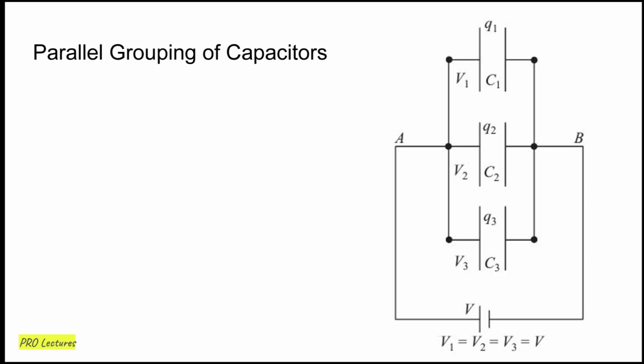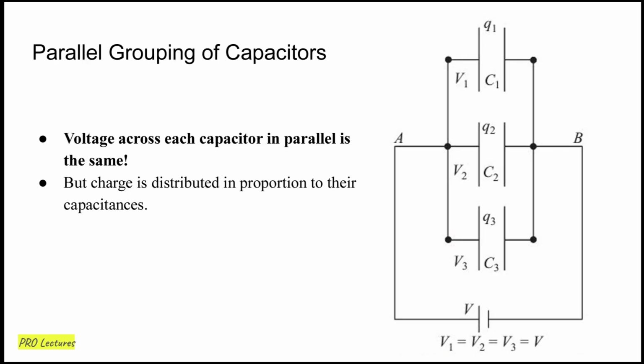In parallel grouping, each capacitor's one plate is connected to one terminal of the battery and the other plate is connected to the other terminal. As shown in this figure, we have three capacitors C1, C2, C3 joined in parallel. Note here the voltage across each capacitor remains the same. The key takeaway here is that the potential difference, or the voltage, across each capacitor is the same, but the charge stored on each capacitor depends on its capacitance.